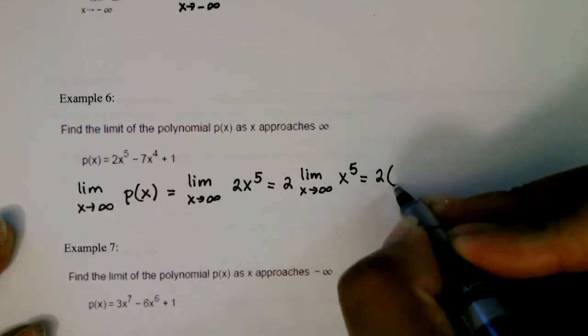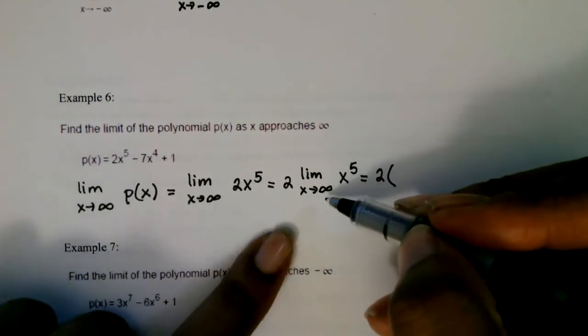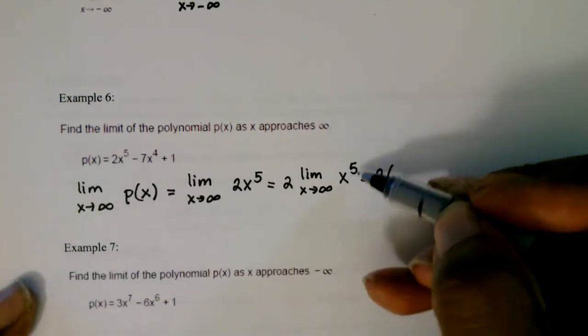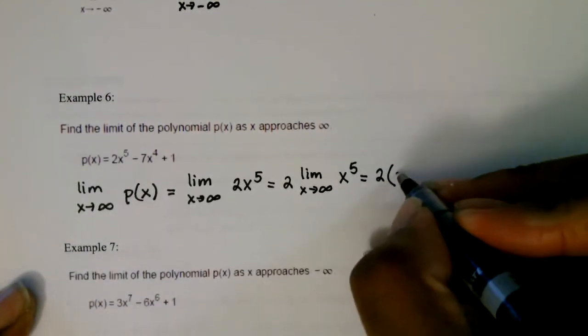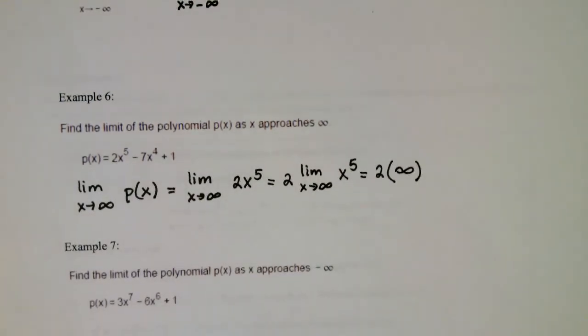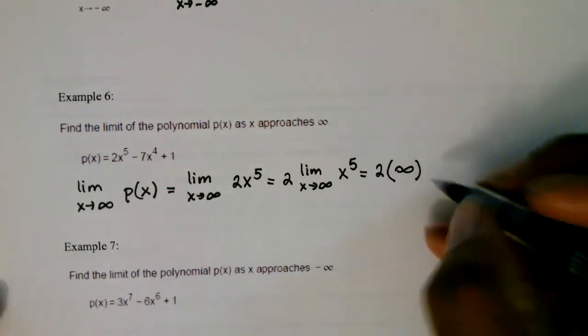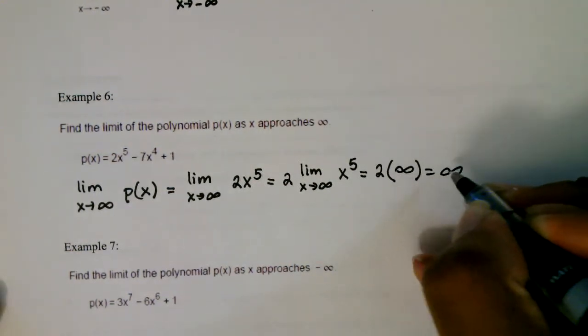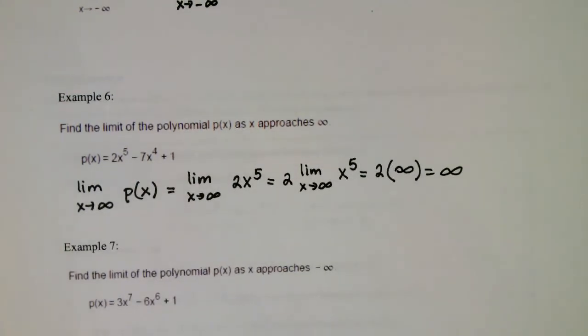Then that'll be 2 times, well, as x approaches infinity, x to the 5th will be going to positive infinity because it's an odd number. Since it's going to infinity, it's approaching positive infinity as well. 2 times infinity is infinity. So that's the answer right there. The limit as x approaches infinity of the polynomial function p of x will be infinity.